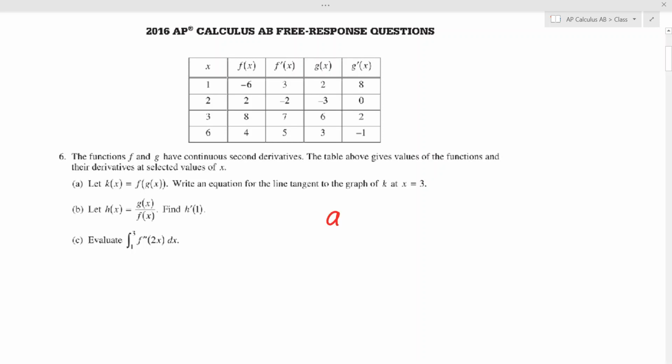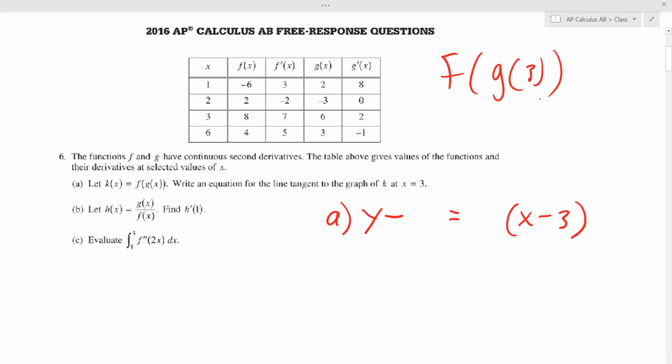So we automatically know, y'all know this, it's Y minus the Y value equals the slope times X minus the X value. To find the Y value, you plug 3 in. So we need F of G of 3. Well, G of 3 is 6. So we need F of 6. And F of 6 is 4. So the Y value at 3 is 4. That wasn't too bad. And we also need the derivative, which would be K prime.